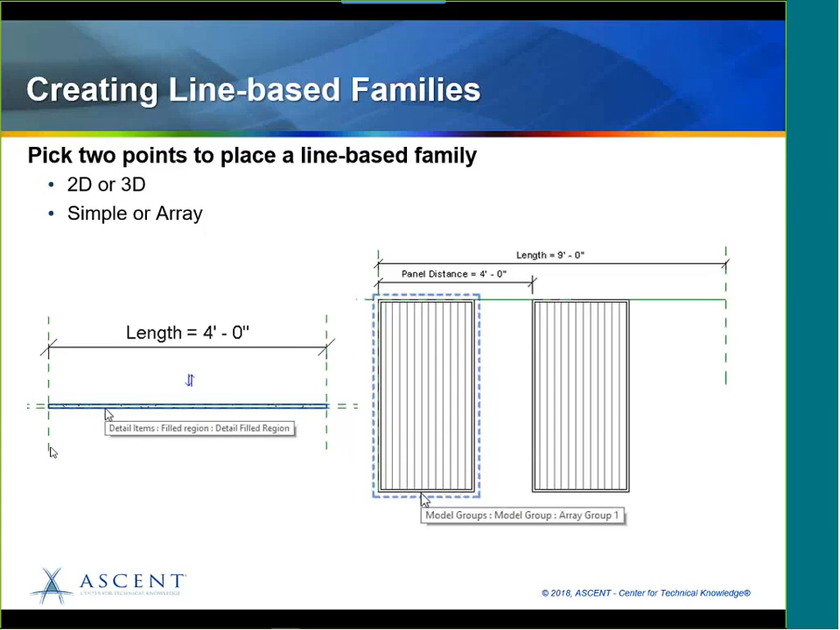So what is a line-based family? It's basically any family where you pick 2 points to place it. For example, I've got an example down here that's a little gypsum wall board. You pick the first point, you pick the last point, and it draws, in this case, a filled region in between the 2 points that you pick. It can also be an array of items. For example, this is a solar panel array that I've created, and when you pick the 2 points, it puts in a certain number of panels, however many fit the length that you create.